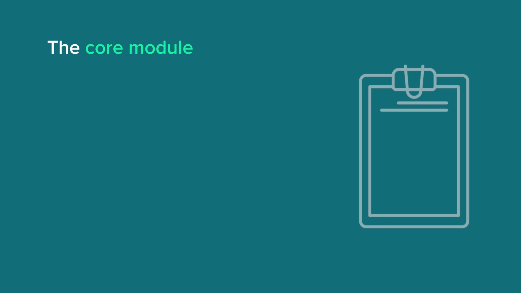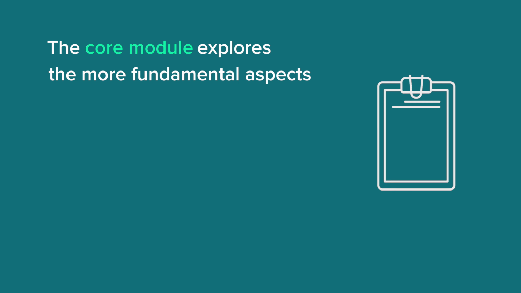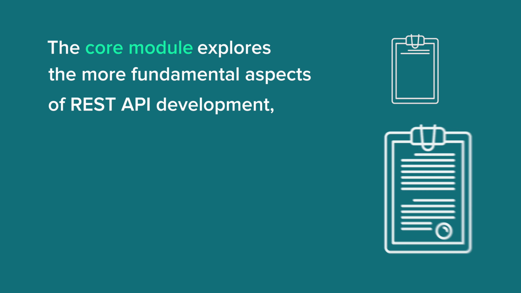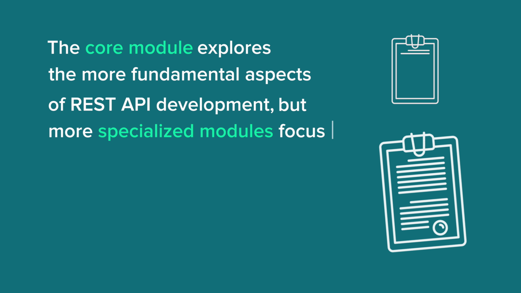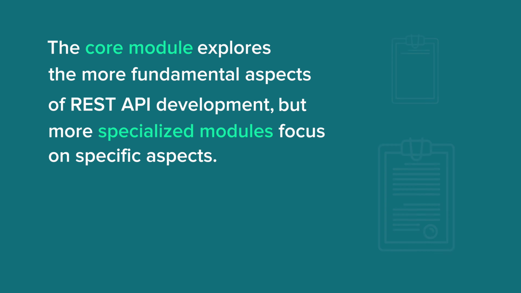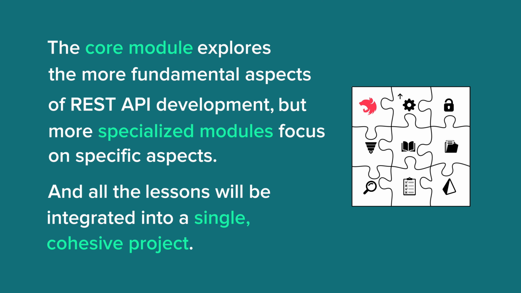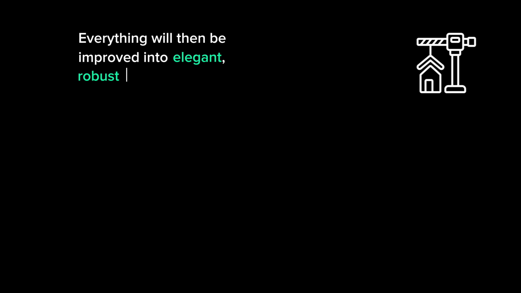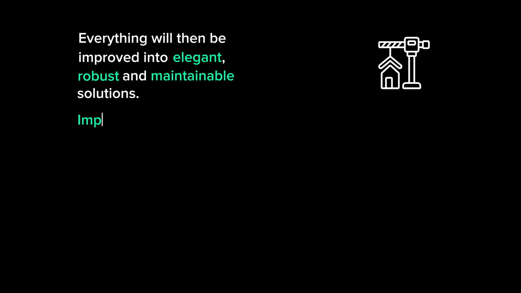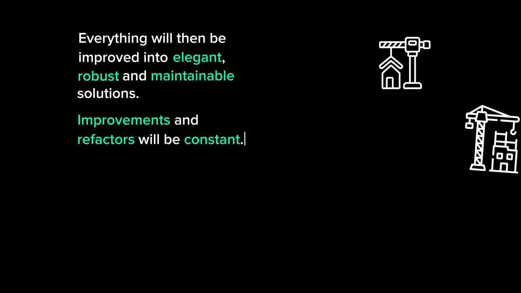After that, integration. The core module explores the more fundamental aspects of REST API development, but more specialized modules focus on specific aspects, and all the lessons will be integrated into a single cohesive project. And lastly, scalable architecture. Everything we'll implement will then be improved into elegant, robust, and maintainable solutions. Improvements and refactors will be constant.